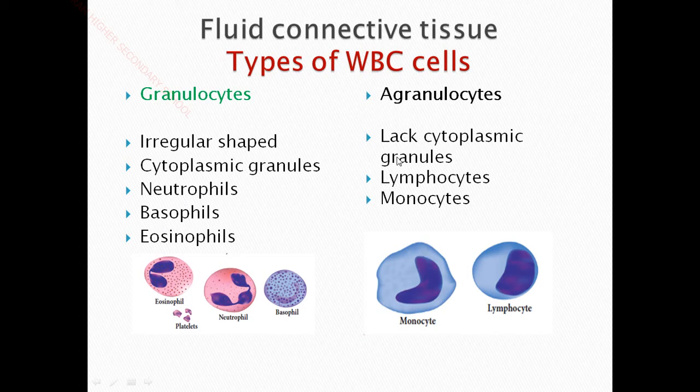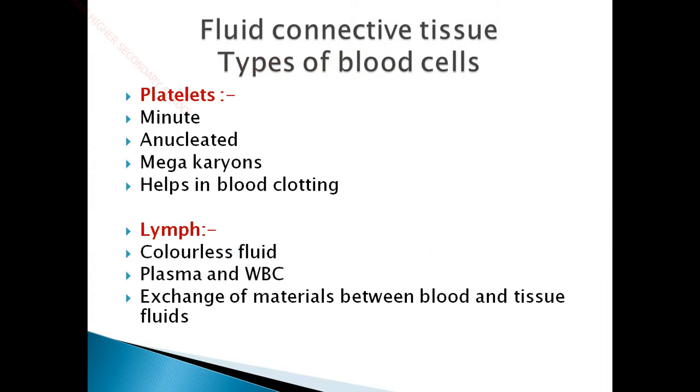Whereas if you see in agranulocytes, these lack cytoplasmic granules. So you can see from the picture there are no granules present here. And lymphocytes and monocytes are the types of agranulocytes, and each one has different functions to defend our body from invasion of other microorganisms. Together it forms our body's immune defense mechanism. Okay, so this is all about the WBC cells.